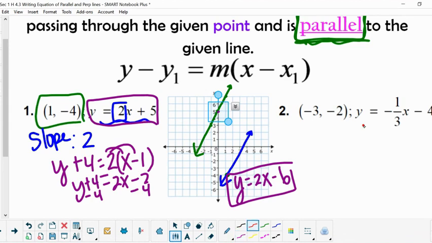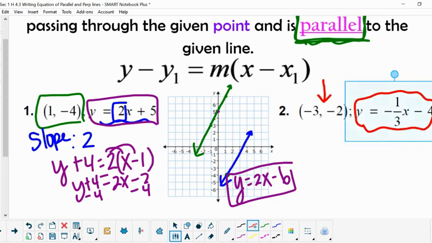Okay, so second one. We've got our line, and we are supposed to write the equation of a line that goes through this point, but it's going to be parallel to the one they give us. So tell me the slope of the one that they gave us. Negative 1/3. So if we're going to be parallel, what slope do we use? Negative 1/3. Exactly the same. So we just plug it in. Everybody help me out. Y what?